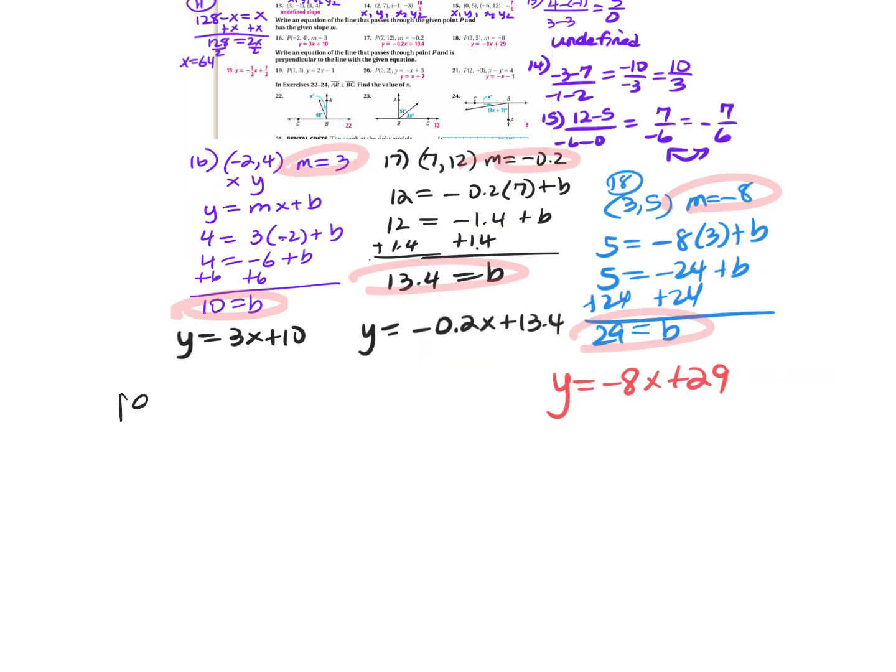So for number 19, this time it says to write an equation of the line passing through the point P and is perpendicular to the given line with the given expression.